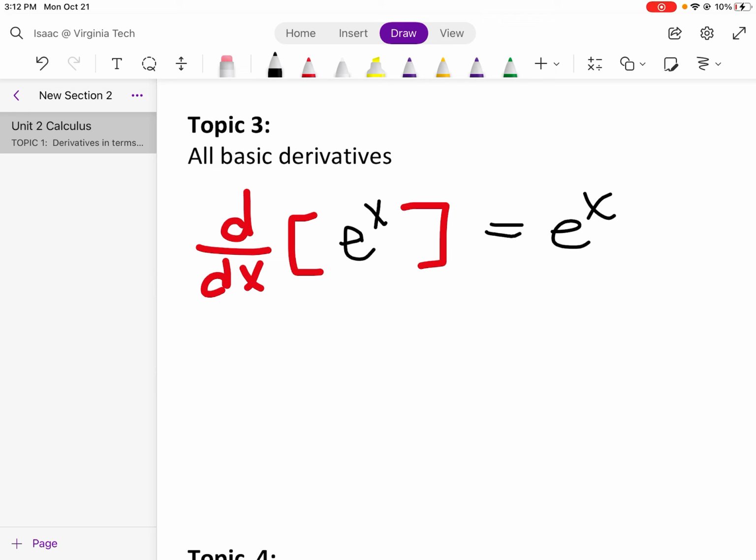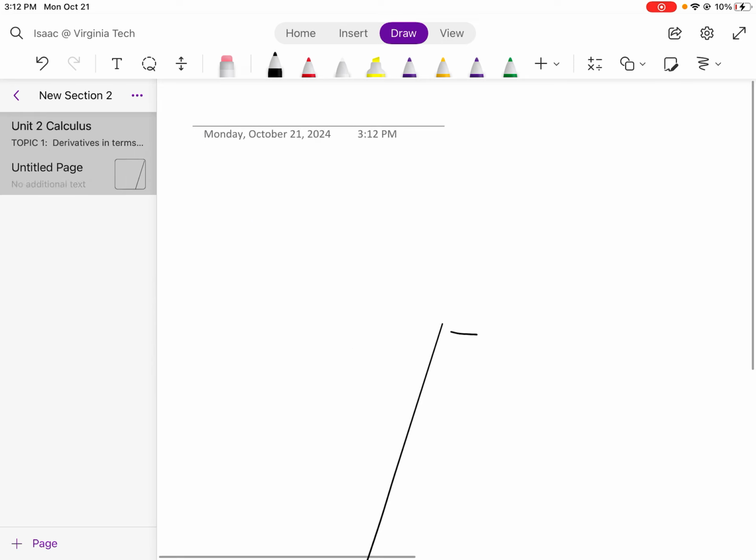And this means that anything e is actually just going to be the same thing, but you might have to use chain rule, like we already mentioned. Oh, shoot.